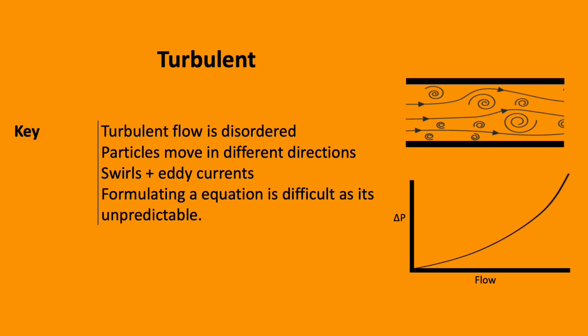Therefore, formulating an equation for this is difficult, because it's unpredictable. The relationship between pressure difference and flow: flow is proportional to the square root of the driving pressure. In other words, as the pressure gradient increases, flow also increases, but in a non-linear relationship, unlike laminar flow. Resistance also increases in proportion to the flow rate.